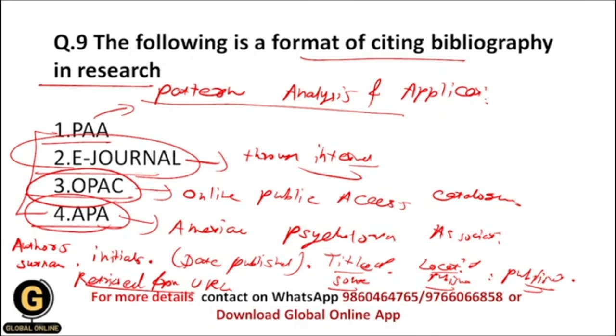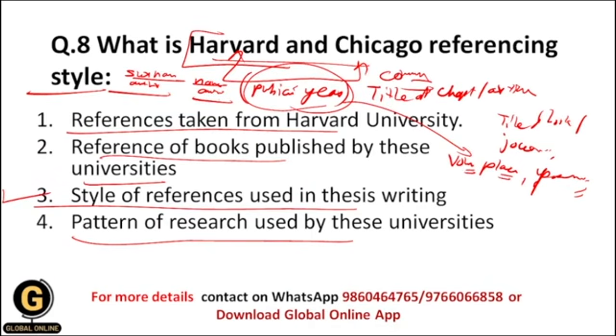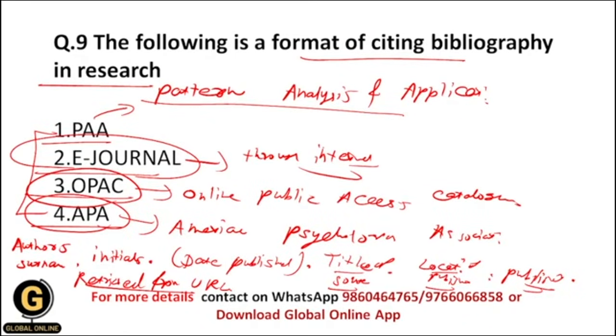As you have seen earlier with Harvard and Chicago referencing style, the same style is for APA as well. All of these styles are common. There is no difference, and these are common referencing styles used by everyone. And that's why here your correct answer is 4, APA, which is a format of citing bibliography in research.